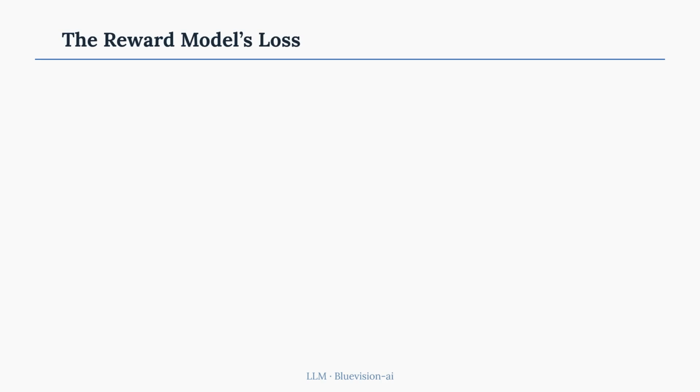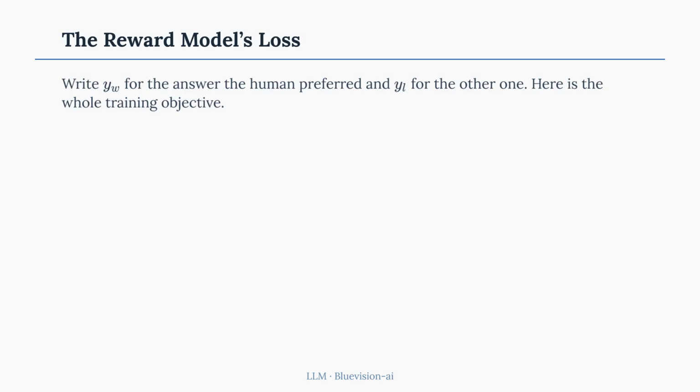Let me write down what that network is actually trained on, because it's simpler than you'd guess. 2 bits of notation for you. y_w is the answer the human preferred, w for winner.